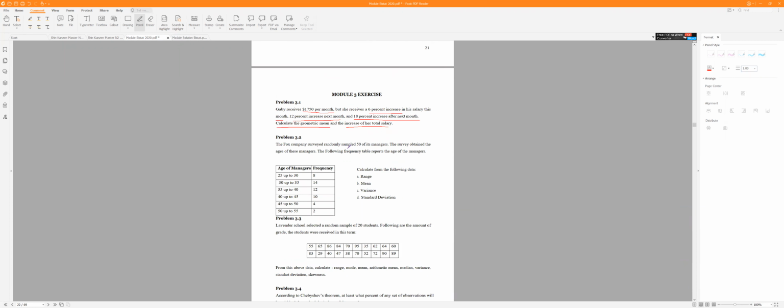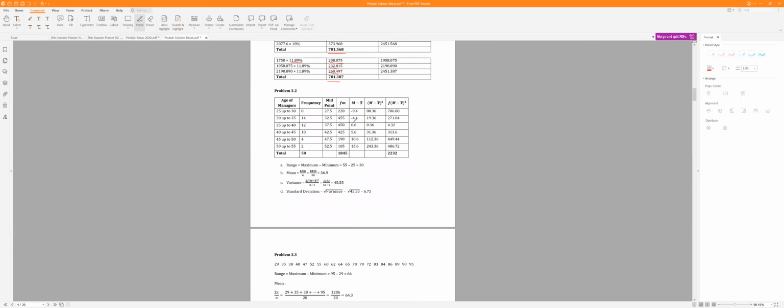The Fox company surveyed randomly sampled managers. So this is directly a sample, not a population. You should know that directly. And the survey obtained the ages of these managers. So this is group data, the one that I mentioned before. Calculate the range, mean, variance, and standard deviation. For the range, this should be quite easy, which is maximum value minus minimum value. The maximum value here is 55, and the minimum value is 25, so 30.